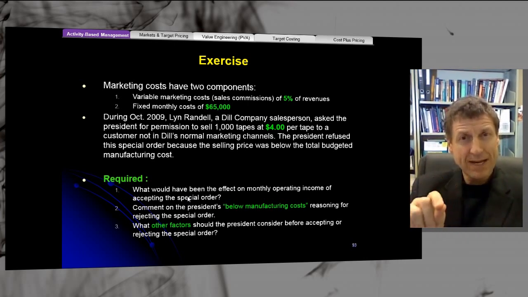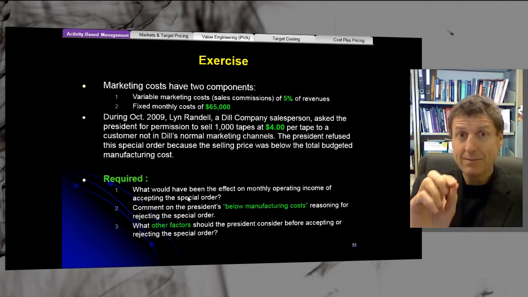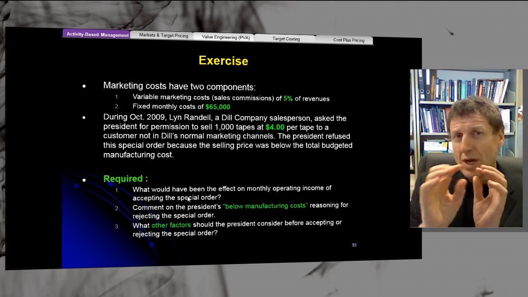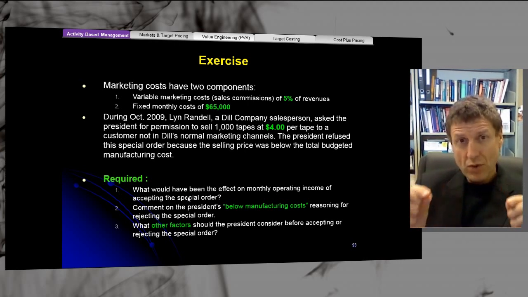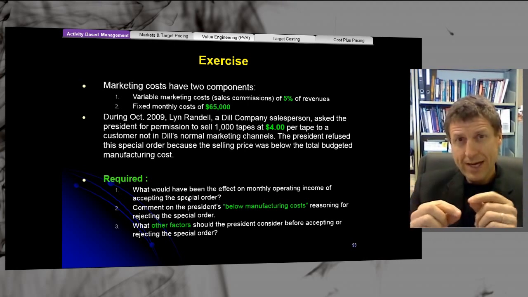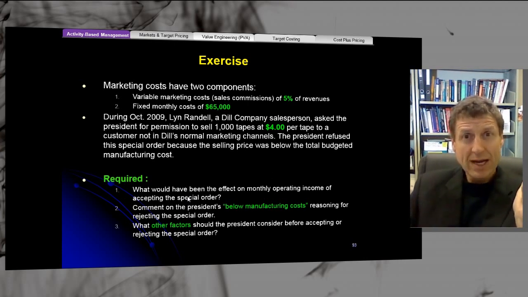Are there any other costs that may not change as a result of making the decision? Let's have a look here. What about the fixed monthly marketing costs of $65,000? Do you think that would change? I don't think so. So therefore, we need not consider that in making the decision, you see? So when we go to the next page, especially requirement number 1, we're going to try and work out what would be the effect on the monthly income of accepting the decision. So let's go and have a look at the next slide, shall we?